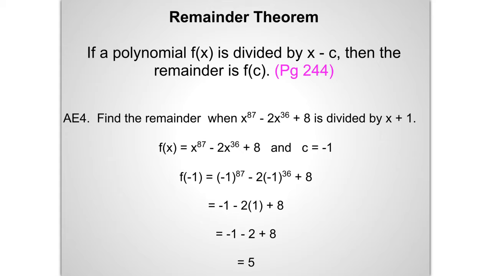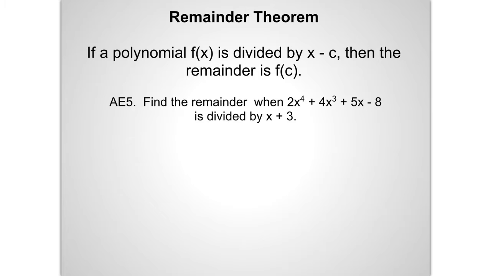So without doing any division, long division or synthetic division, we can find that the remainder would be equal to 5. And here's another example I'll just quickly go through with you. In this case, we want to know the remainder if you divided 2x to the 4th plus 4x cubed plus 5x minus 8 by x plus 3.